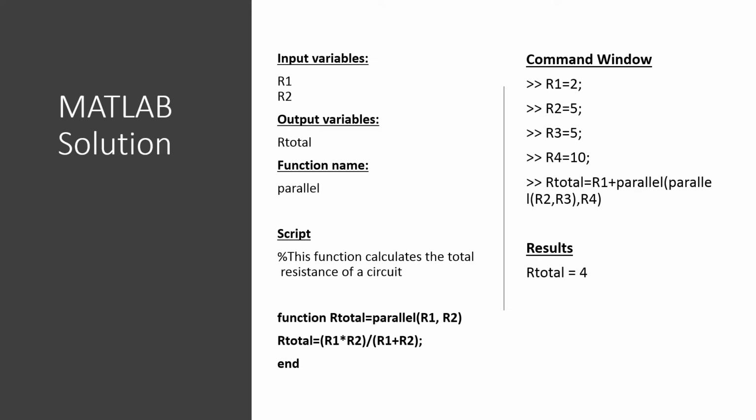Afterwards, we invoke our function that was saved by typing in R_total equals R1 plus parallel, parentheses, the series of resistors that were in parallel. Note that R1 is one of the resistors that was not in parallel, but it also is within the series, so that one was added separately. And as a result, our total resistance is 4.